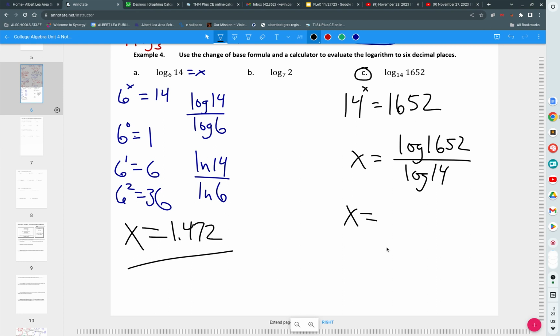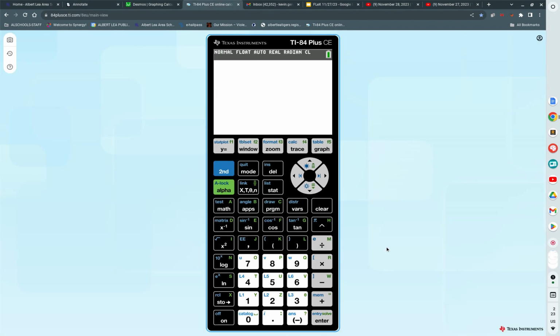What'd you get? 2.808. Turns out that 14 to the 2.808 power is equal to 1,652. Now, I just want to be clear, if you want to check your answer, you can always try plugging it back in, but be very careful because you go 14 raised to the 2.808. Man, this is really a frustrating device sometimes. If I raise it to 2.808, notice I don't get the 1,652. I get 1,653.